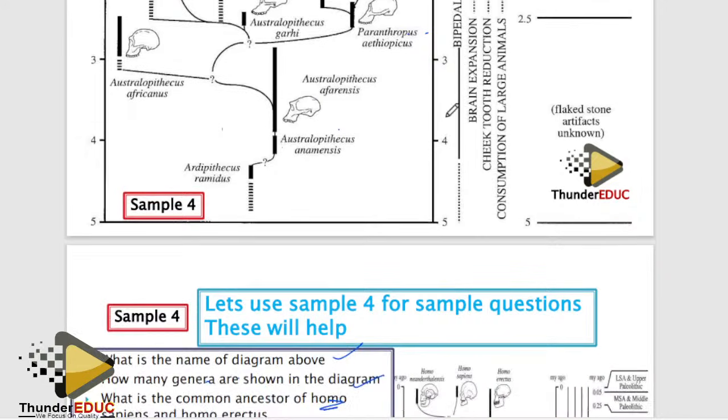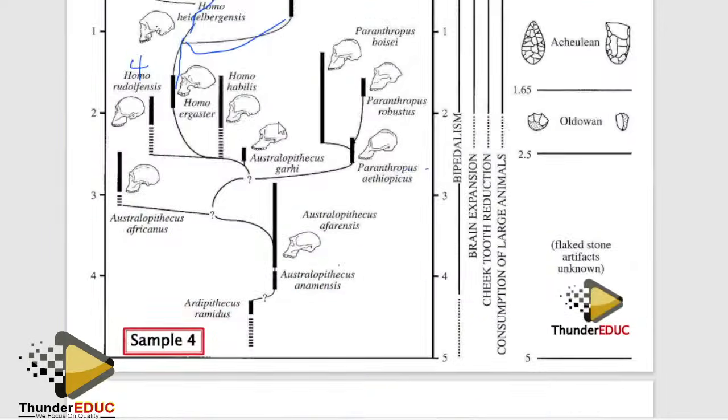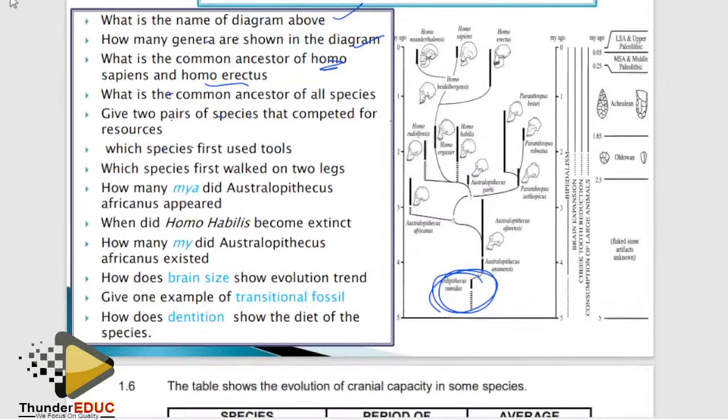Then the next one is they're asking you, give two pairs of species that competed for resources. When they say two pairs of species that competed for resources, they're talking about two species which lived at the same time. For example, if I draw a line here, I will see that these species existed at the same time. So you just look at the species which existed at the same time. Then they're asking you to name two species that compete.